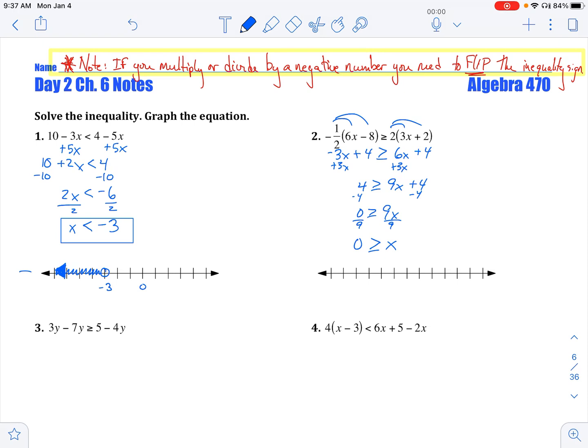Please note here, though, what I have stated is that 0 is greater than or equal to x. Another way I can write that, I'm going to put this over here on the side, is I can say that x, if I read this from right to left, is less than or equal to 0. Again, I'm going to put that in parentheses, though this was my initial solving.